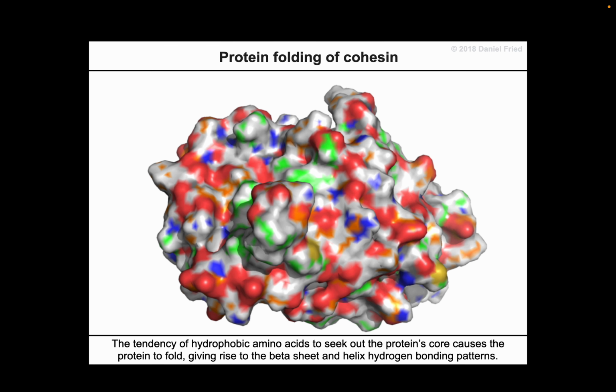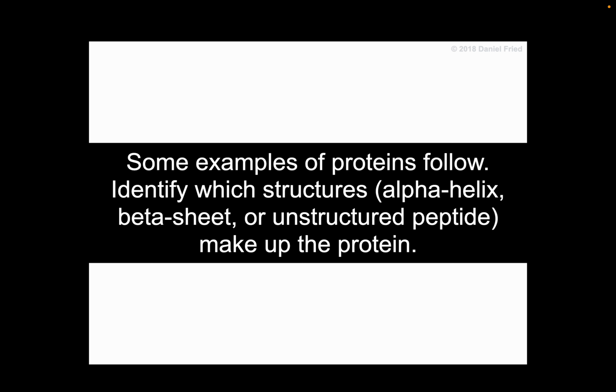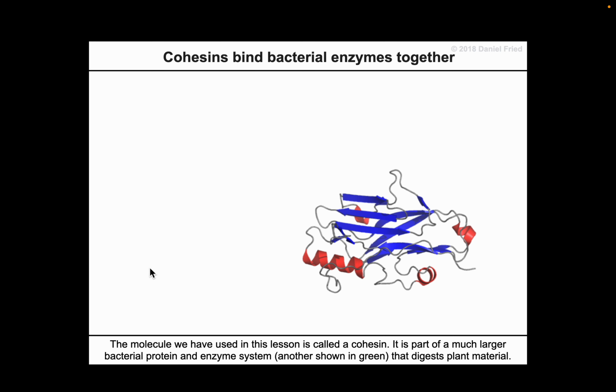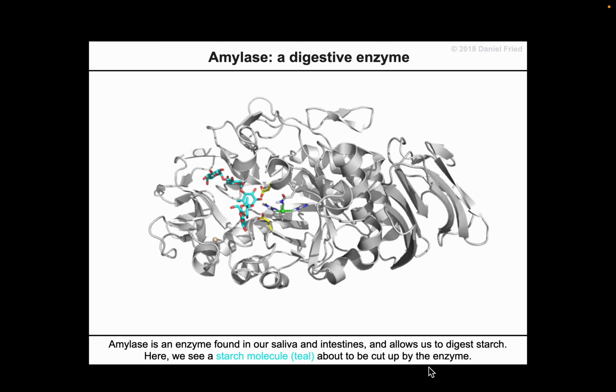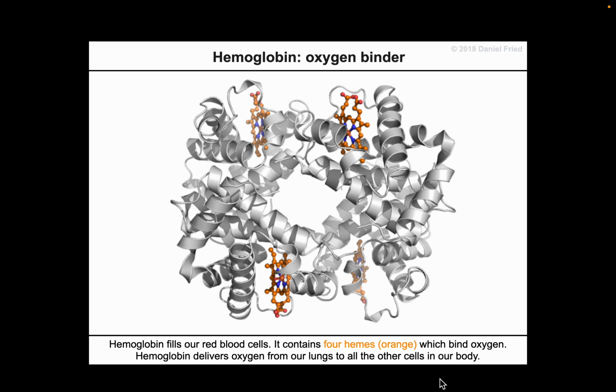Here, as you can clearly see, that's different renderings. Protein with structures or unstructured peptide make up the protein. Cohesin binds bacterial enzymes together, and another is shown in green that digests dense plant material. Amylase is an enzyme found in the cell intended to digest starch. A starch molecule is about to be cut up by the enzyme. Trypsin is responsible for digesting proteins. Here, you see it forming yellow as it digests a peptide.